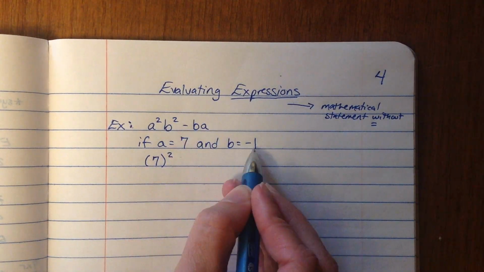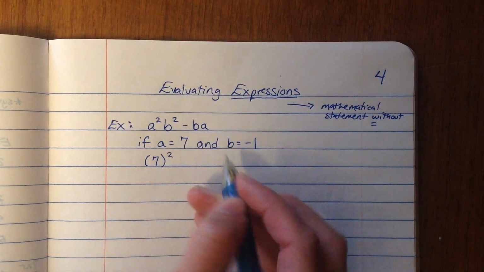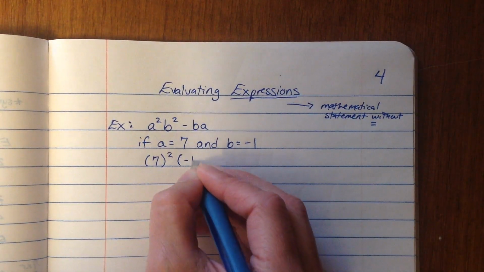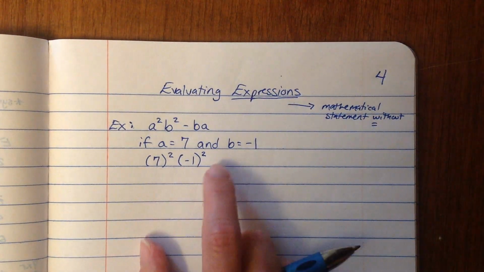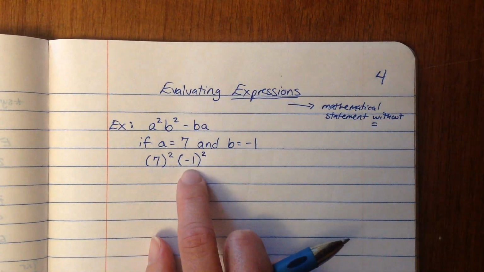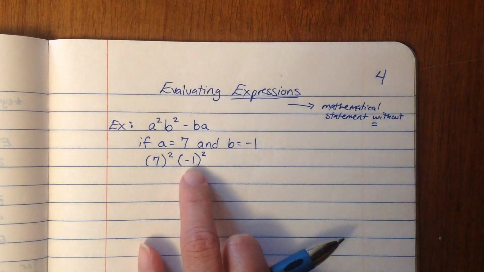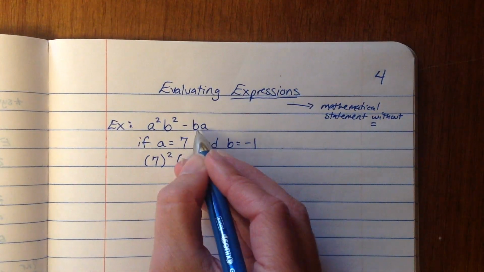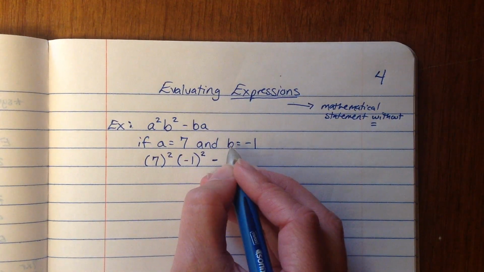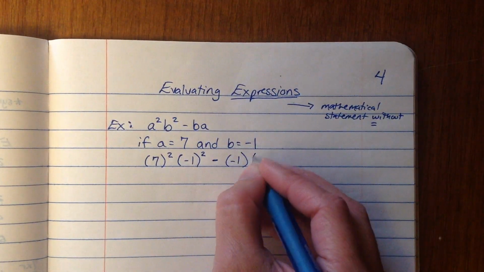So b is equal to -1. I'm going to drop it right in where I see that b, replacing the value of b with -1. And we've got -1 squared. Now, it's important that when you're squaring negative numbers, you leave them in parentheses. I'm going to show you in a minute what I mean in the calculator. And then we've got minus, which comes next in our expression, and then we've got b times a. So we're going to replace b with a -1 and a with 7.